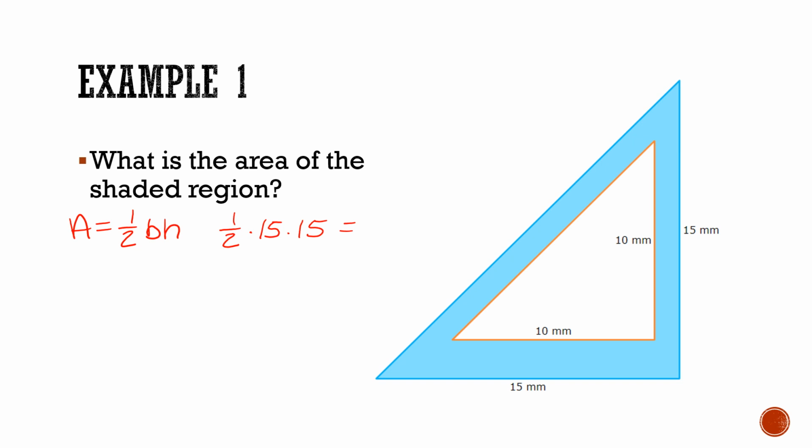So you'll do a half times 15 times 15, which is 112.5. Then we've got to do the triangle that is white. So a half times the base of that one is 10 and the height is 10, which gives us 50. Then you will subtract 112.5 minus 50, which leaves us with 62.5 millimeters squared.